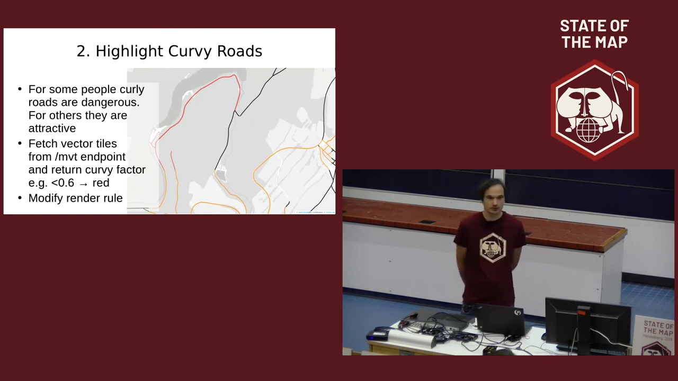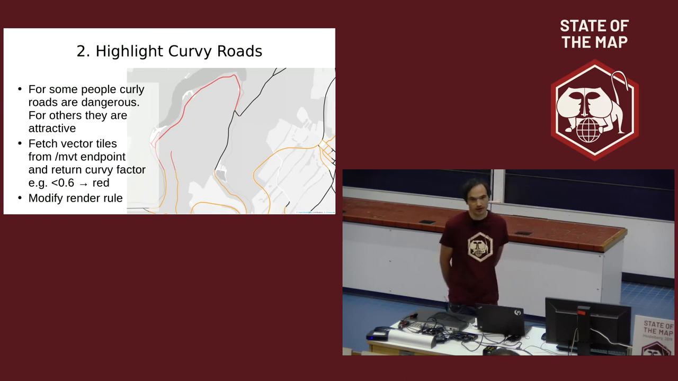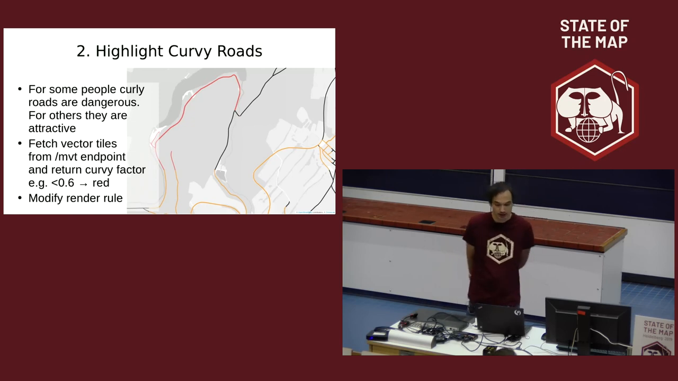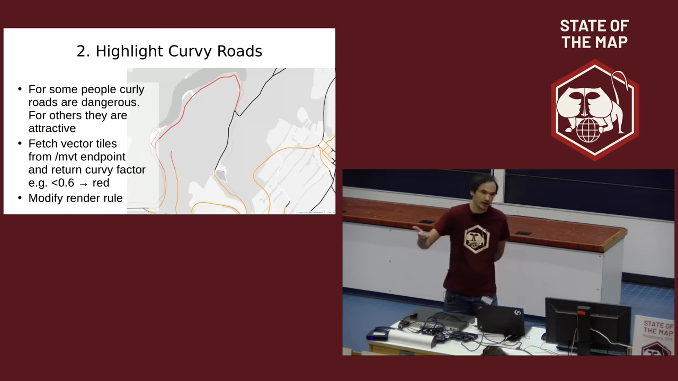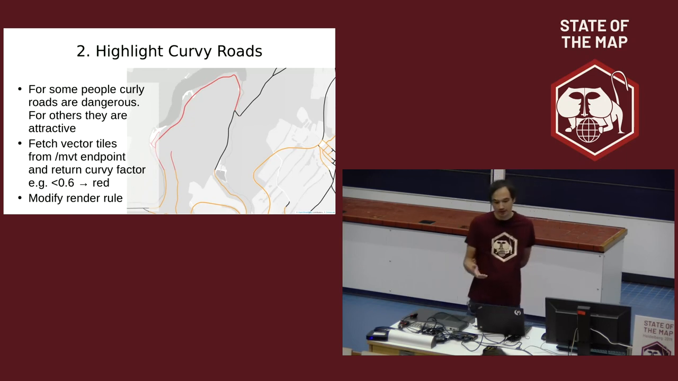And it's pretty easy to calculate a factor, comparing the beeline distance with the real distance. If it's one, or more or less one, then it's a straight road. And if it's less than, I don't know, I've picked 0.6, then print them in red. And so I was able to easily highlight those curvy roads. I've calculated this factor on the server side, but I think you can also do this on the client side, then just modify the render rules, and you have kind of a data analysis tool for your road network data.